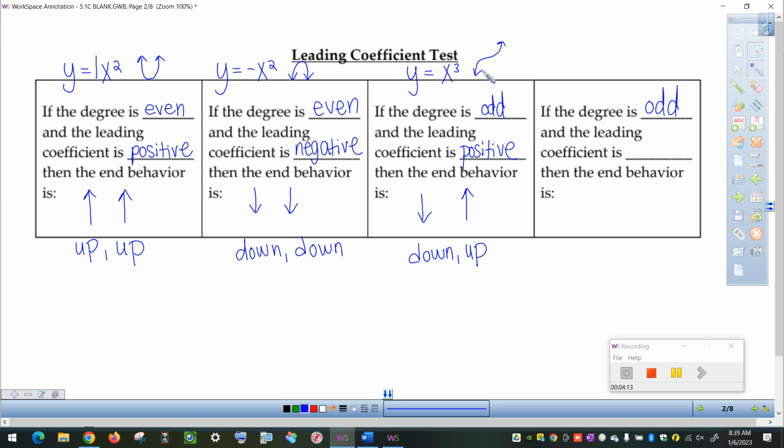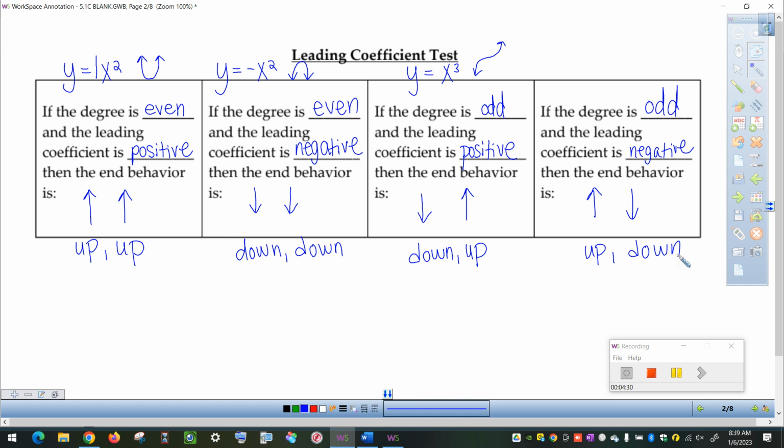All right, let's look at the last one. So the last one is if we have a degree that's odd and a leading coefficient that is negative. Arrows are pointing different directions, and it's just the opposite of what we did before. So this time the first arrow is pointing up, and the second arrow is pointing down.